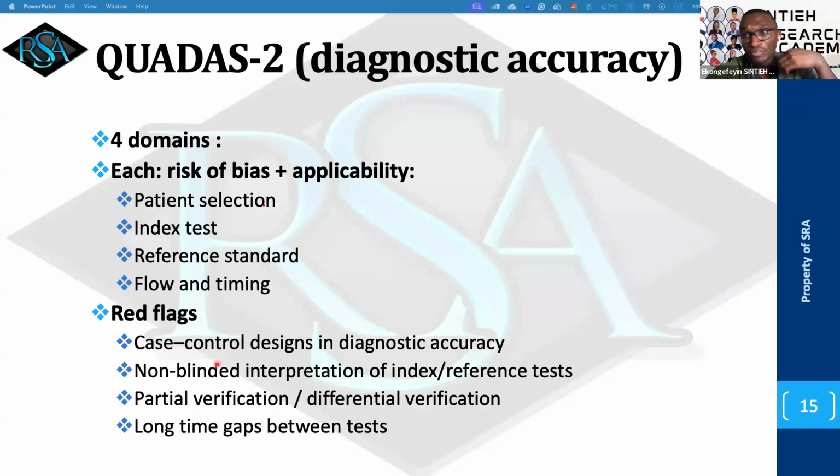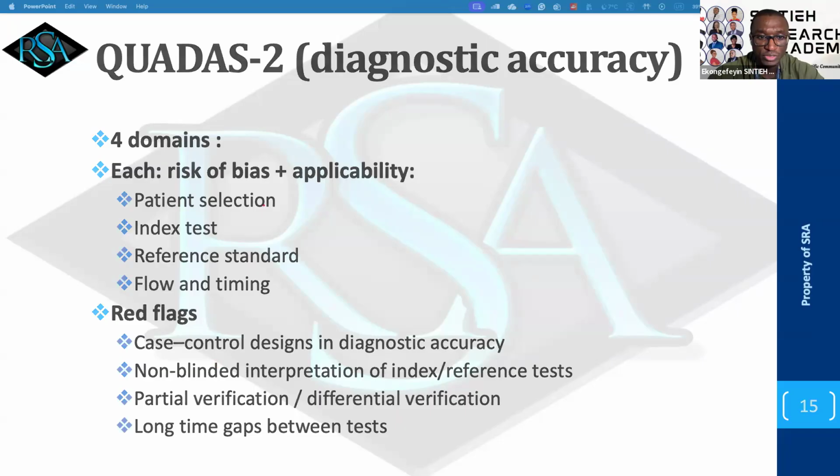If there's no blinding, so if you, the researcher, who is the laboratory technician, know if this patient received a drug or not, then it might influence how you interpret the results. And so if they are not blinded, there's a high chance of bias. And then if there are no verifications or there's partial verification, it's also a challenge. And then if there is a time between when the test is done and the control test is done, if it's too long, there's also a chance of bias. So those are just things that give you an idea that this might have some shortcomings.